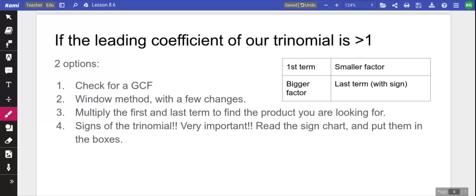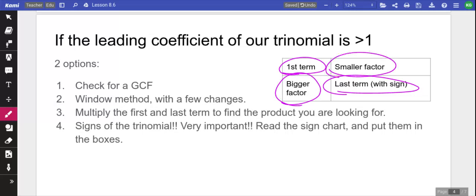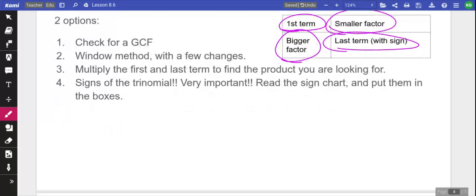Or if we don't have a greatest common factor, what we're going to do is do the trinomials with the window method, except we're going to do a few changes. So we're still going to put the first term here and the last term here. And then when we ask ourselves what numbers multiply to, add or subtract to the middle, those factors are going to go in here. Then we're going to do the signs and put them in there with the factors, and then we're going to do greatest common factor window method like we did before.